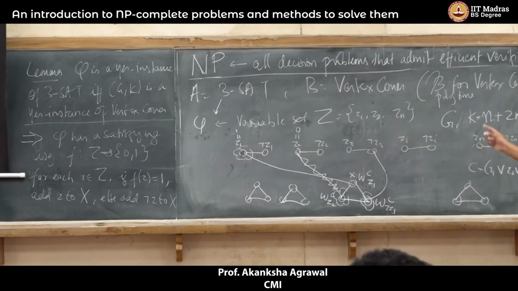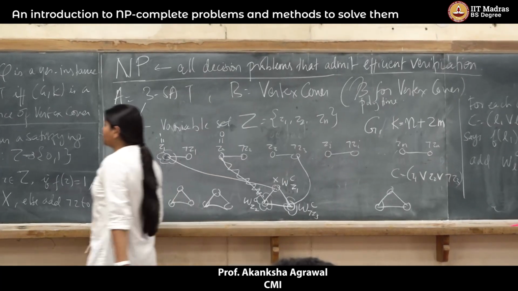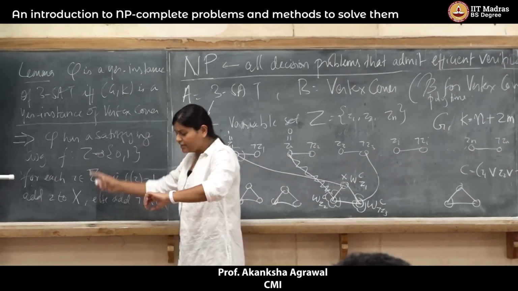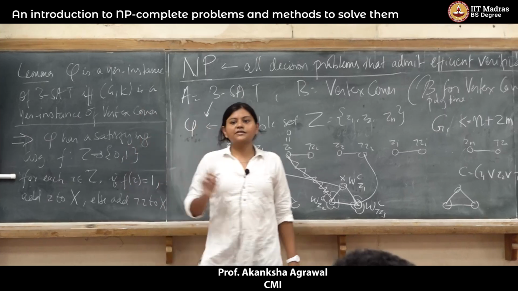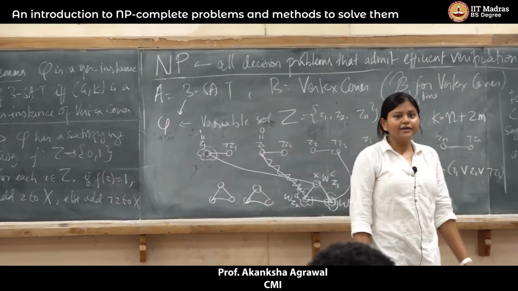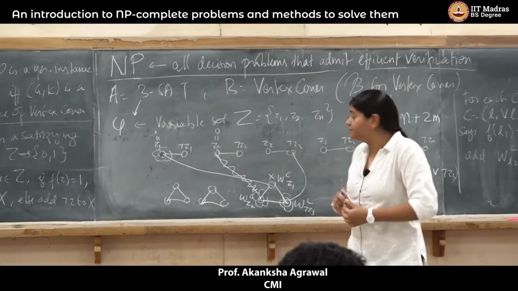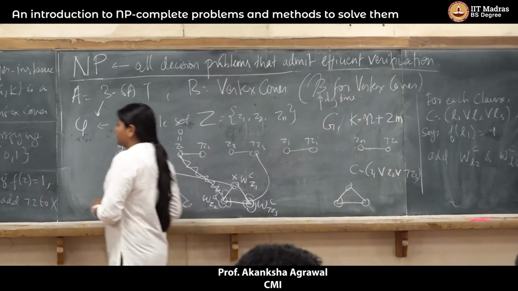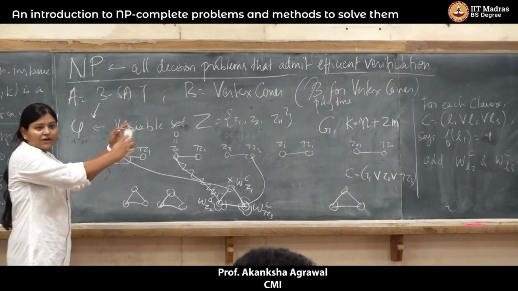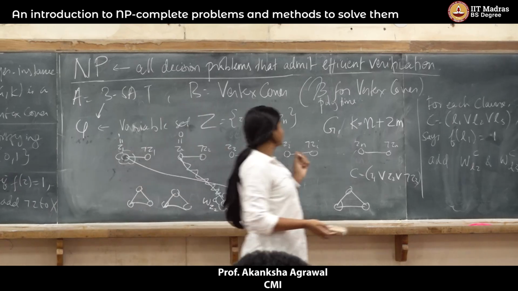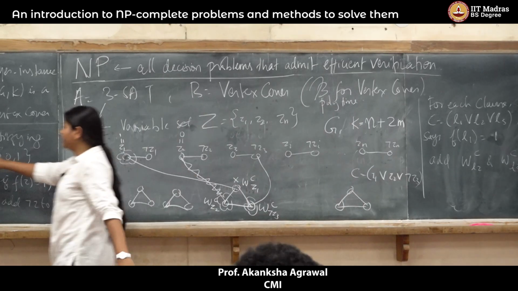Okay, so this proves the forward direction, which is if phi has a satisfying assignment, then G comma K is a yes instance of the vertex cover. Now let's look at the other direction, which is also very similar. You just have to look at it from the vertex cover point of view. So let us look at the other direction.